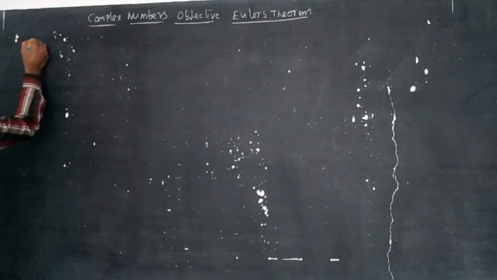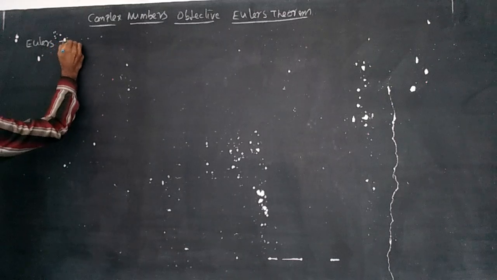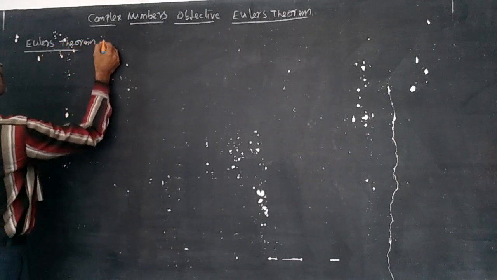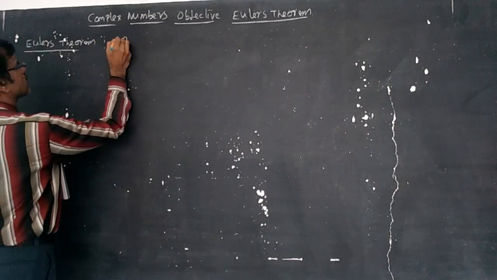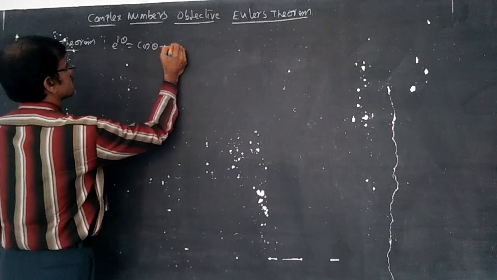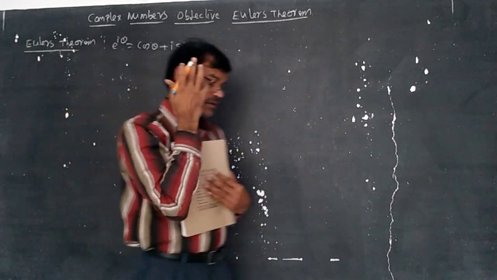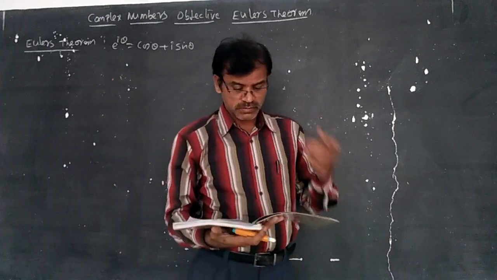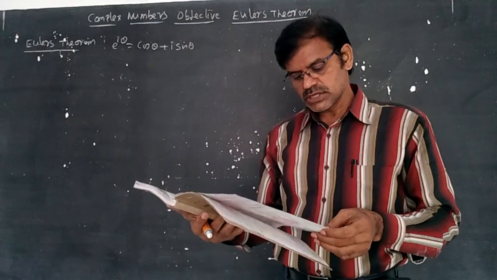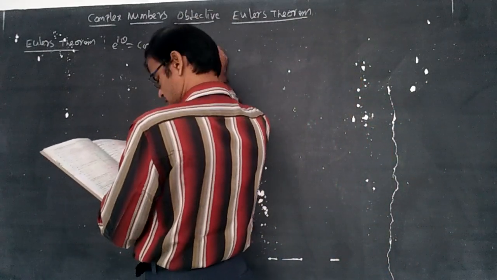So, Euler's theorem is e power i theta is equal to cos theta plus i sin theta. Depends upon this Euler's theorem, some problems are there. Yesterday we have discussed some examples depending upon this Euler theorem.